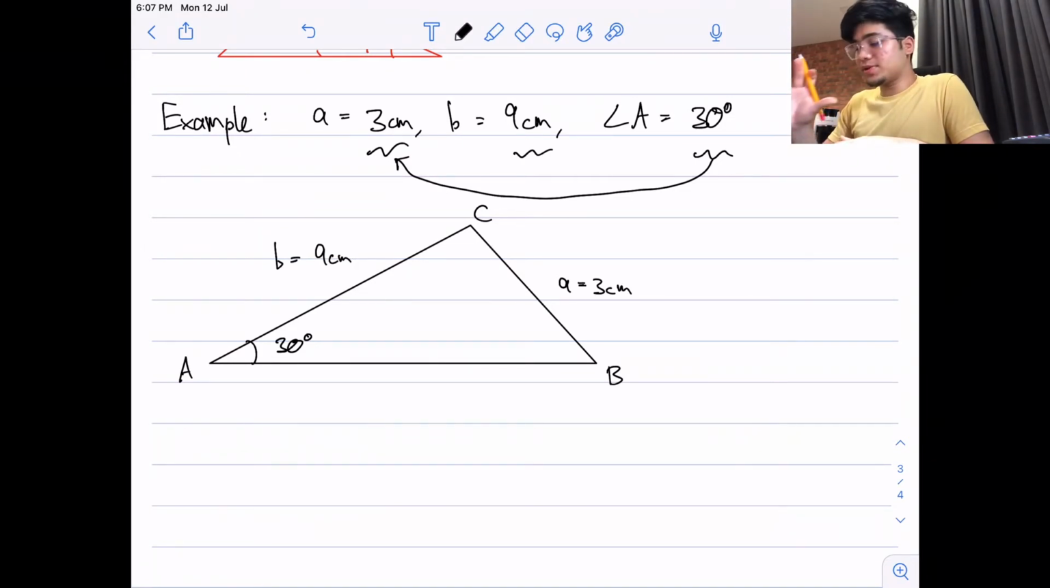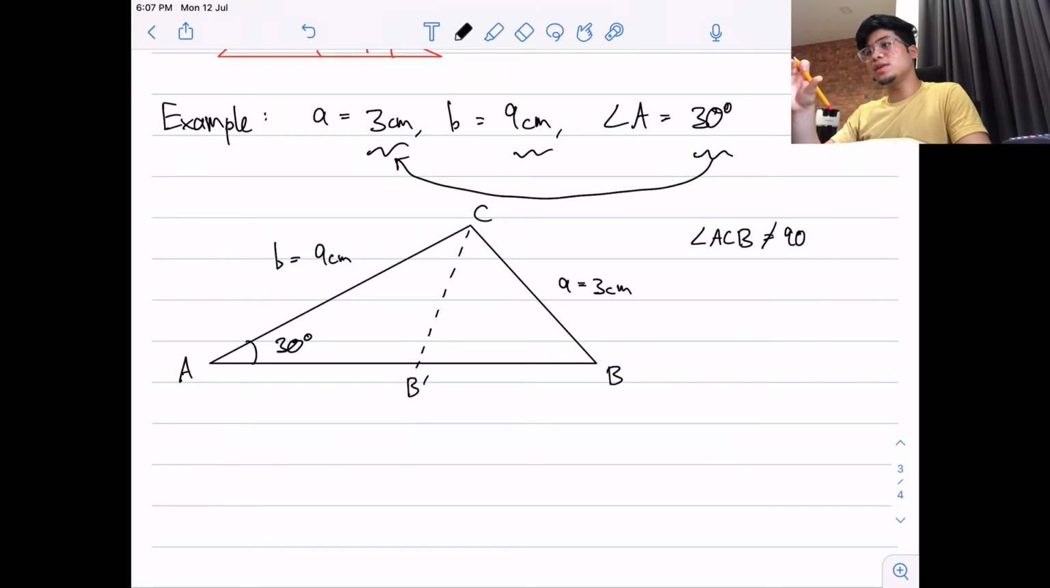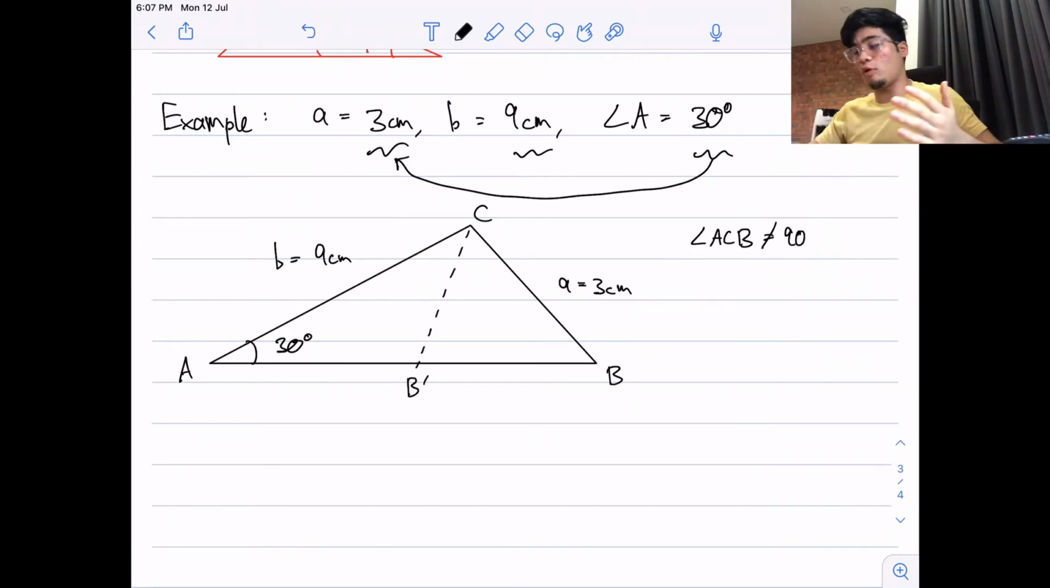So ambiguous case is very simple. You just take the CB over here and draw a second version over here, because by right, this length is the same, so it can actually be drawn twice. The only way the ambiguous case doesn't happen is if angle ACB equals 90 degrees, because if it's 90 degrees it can't have an ambiguous case, as it would be perpendicular. But if it's an acute angle, it can be either an acute angle or an obtuse angle. It can be both.